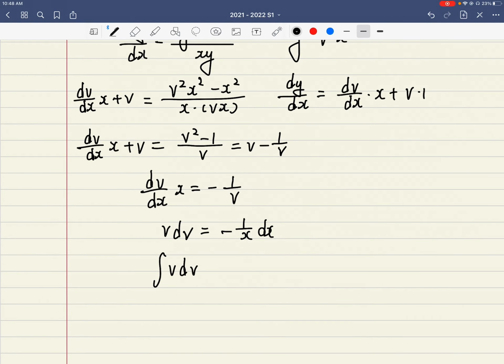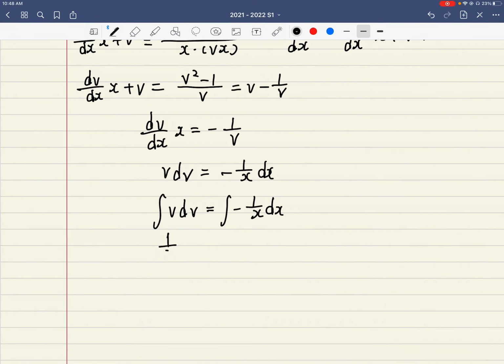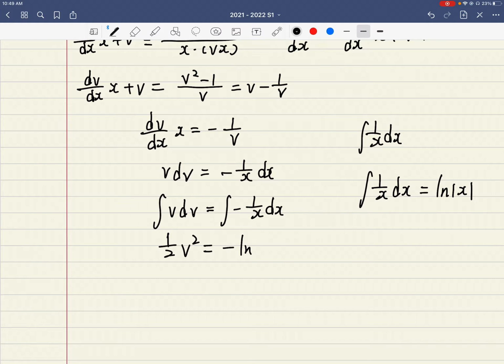So integrate both sides. The left is half v squared. The right hand side, it's negative, no, it's ln, right? If you just integrate 1 over x, you don't know x is positive or negative. The integration is just ln of the absolute value of x. If you integrate 1 over x and you already know x is positive, then it's just ln x. So there's a difference. So it's negative ln absolute value of x, and don't forget about plus c.